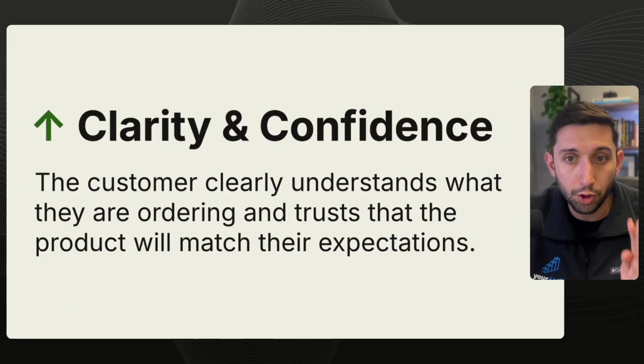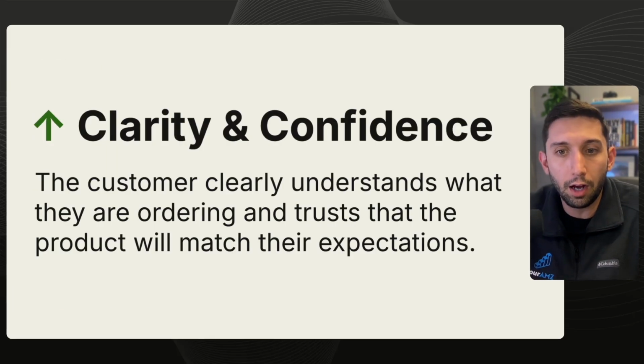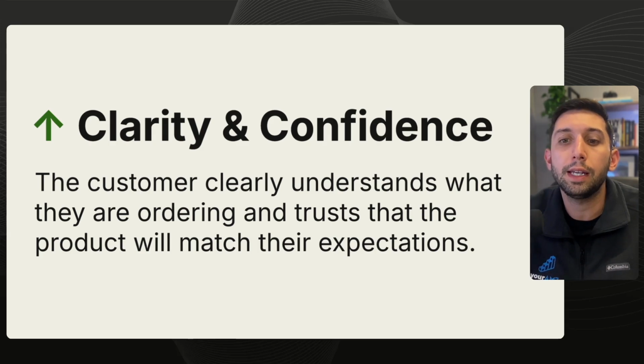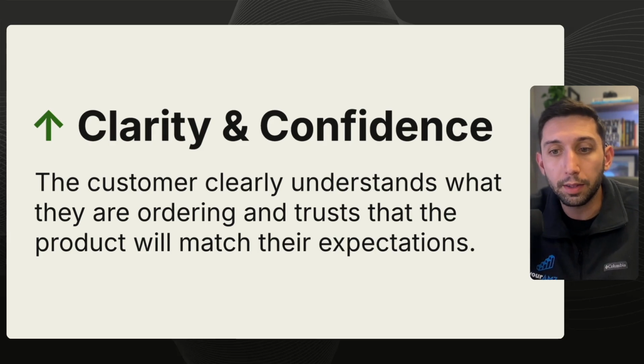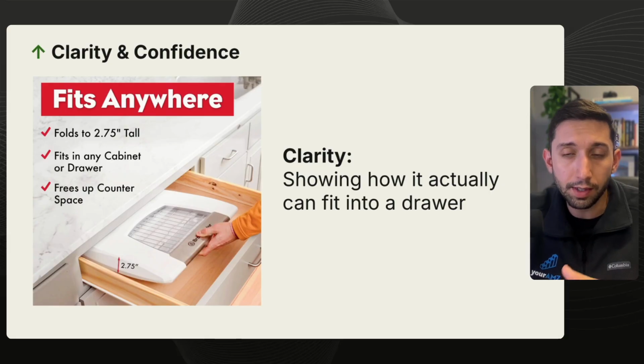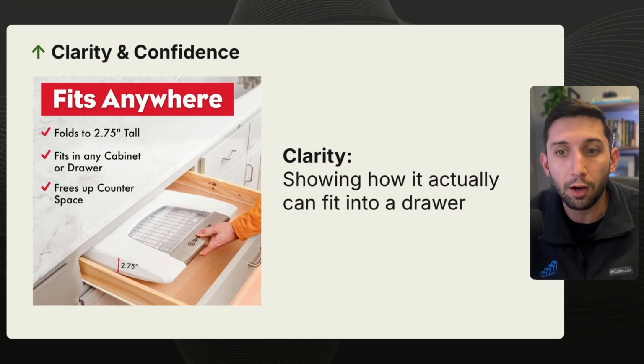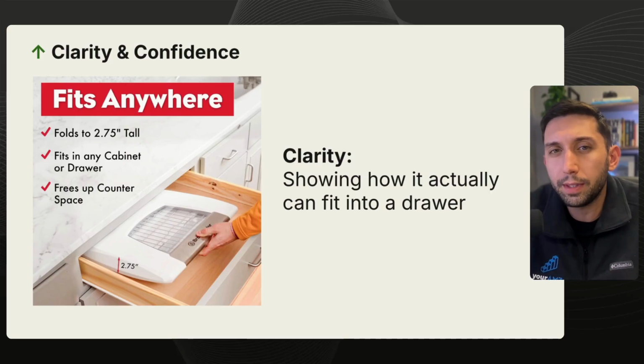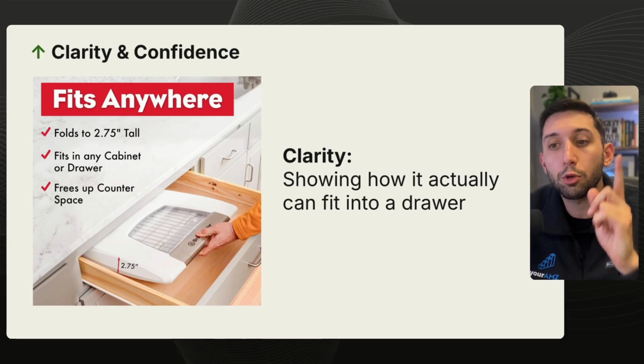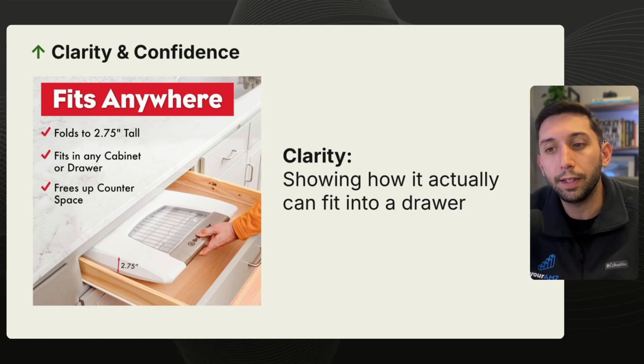Our fourth strategy is going to be increasing clarity and confidence. So the customer clearly understands what they are ordering and trusts that the product will match their expectations. This is the Broad and Taylor dough proofer, folding proofer. We're calling out in the bullet points and in the images that, hey, this folds to 2.7 inches tall, but if we don't show what it looks like folded down, we're calling that out, but does the customer really know what that means or what that looks like? In this case, we're showing that, yes, it does fold down to 2.75 inches tall. It fits in any cabinet or drawer, and we're showing how it actually can fit into a drawer.